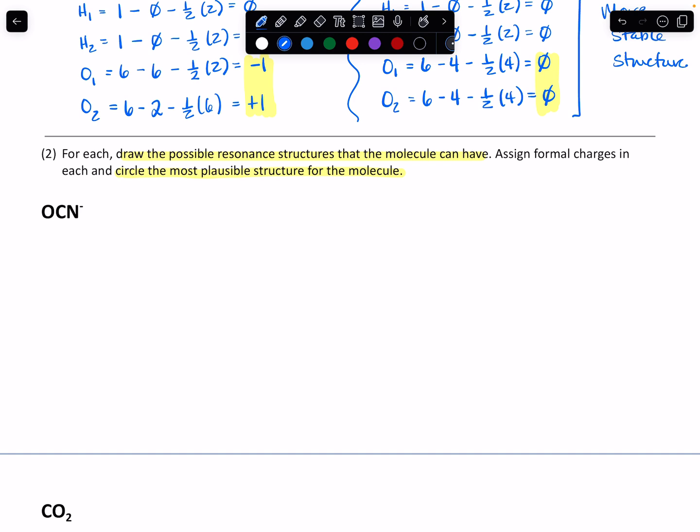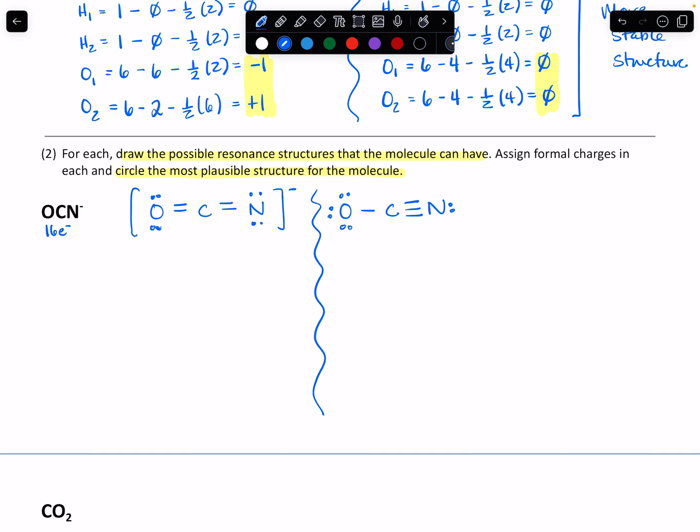If I think about this structure, I'm probably going to have an O, a C, and an N. I've got 16 electrons to work with here. I'll draw a double bond, and then we'll just share the double bonds. So there's one option. Now if I think about it a little bit, let's say O, C, and I know nitrogen likes triple bonds, so maybe I'll move one bond over here and move a lone pair. So we'll do this. That's another option.